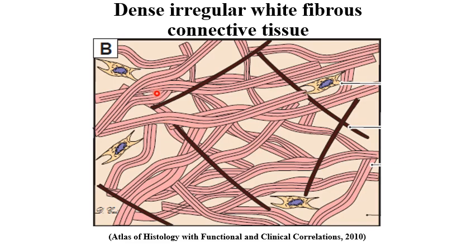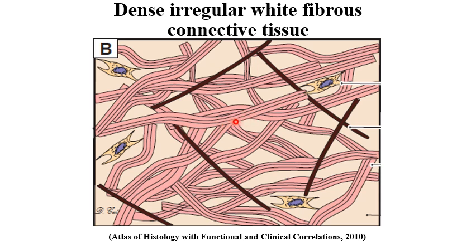Dense irregular white fibrous connective tissue is characterized by few connective tissue cells and a lot more connective tissue fibers. Here it has a lot of collagen type 1 fibers interlaced with elastic fibers and reticular fibers. Reticular fibers are not seen here.